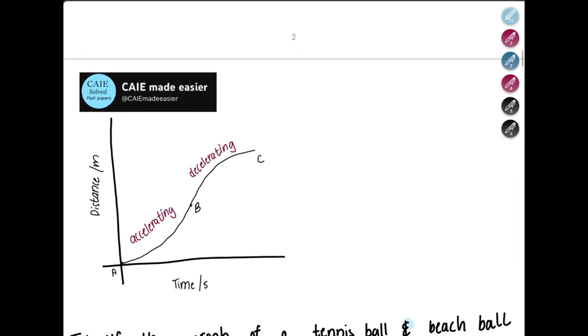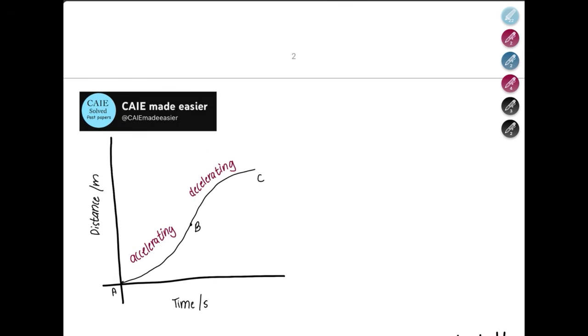Now, if you see a distance time graph, and if you see a curve on the graph, it means that the speed is changing, so it's accelerating. In the first half, the graph is becoming steeper, so that's acceleration. Second half, that is deceleration.